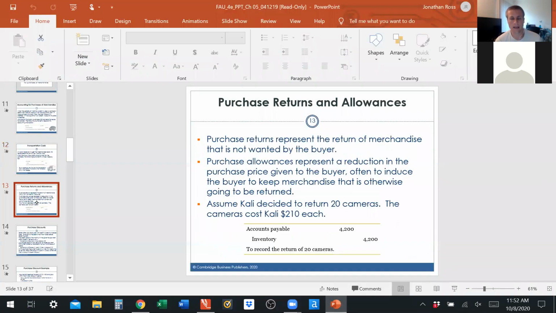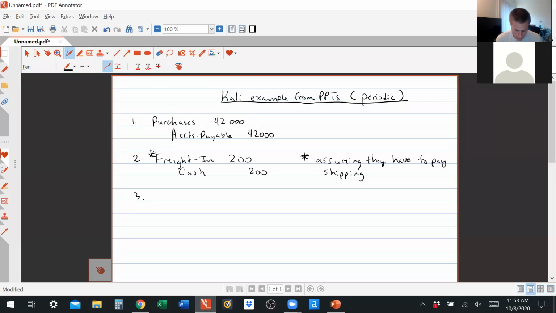All right, Kaylee now has 200 cameras in their inventory. Now they decide to return 20 of them. Each of those 200 cameras, when they originally bought them, cost them $210. How do we know that? We take the $42,000 that we originally paid and we divide it by 200. It's $210. So that's important to remember.